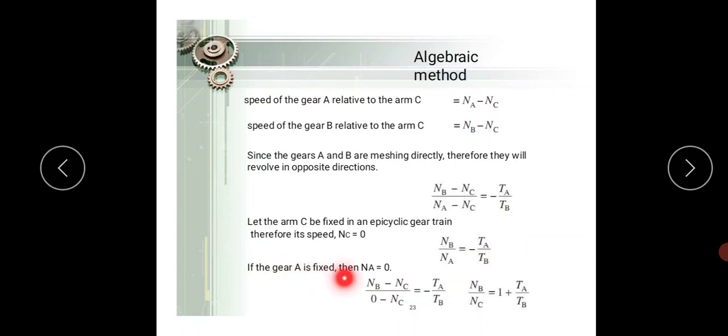If the gear A is fixed, then Na equals 0. So you get the equation (Nb minus Nc) divided by (minus Nc) equals minus Ta by Tb. It will be simplified like that: (Nb minus Nc) divided by Nc equals 1 plus Ta divided by Tb.